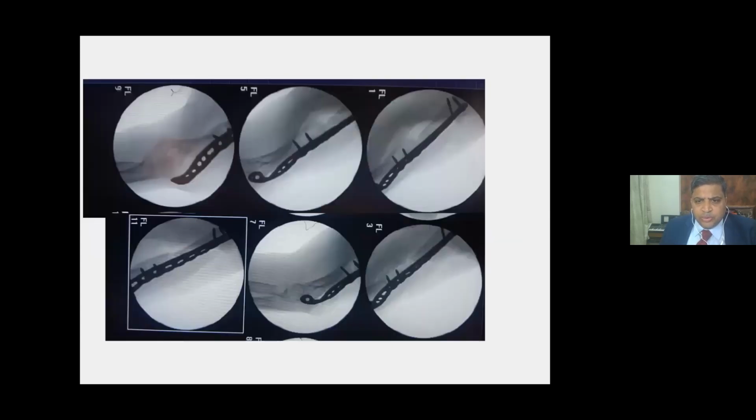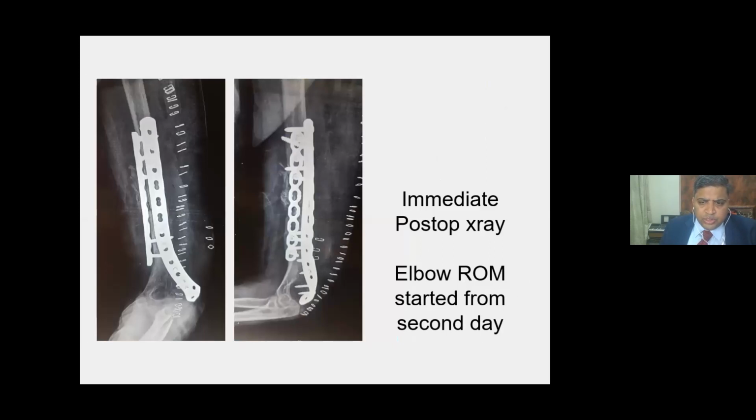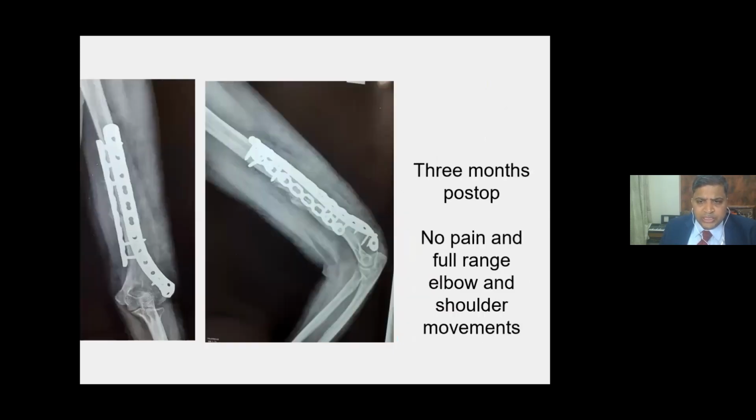And further, I have put an extra-articular, long plate spanning this fracture. Additionally, I have put the augmentation plate medially, usually a very low profile 3.5 mm plate. You can certainly add this to achieve an absolute stability, followed by iliac crest bone graft. So here you can see postoperatively in this X-ray, we can certainly get a very good rigid fixation. The patient can start early range of movement immediately.